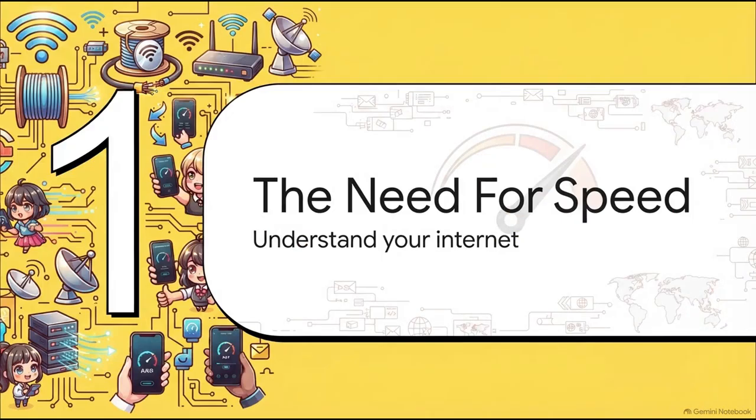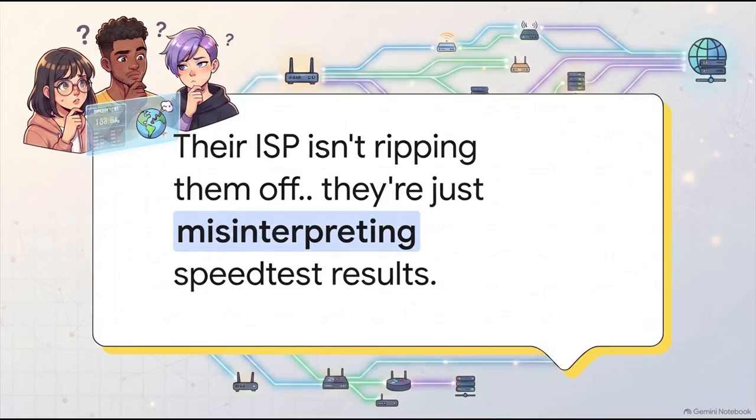Section 1, the need for speed. Before we test a single thing, we really have to understand what it is we're actually trying to measure and why those raw numbers your ISP gives you can be so incredibly misleading. Take a look at this quote from a Reddit user talking about network complaints. They said their ISP isn't ripping them off. They're just misinterpreting speed test results and not understanding how internet traffic works. And they hit the nail on the head.